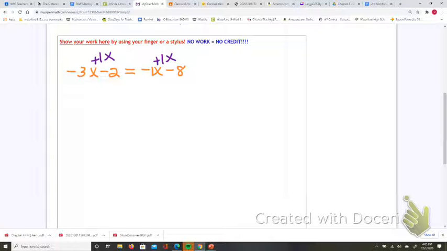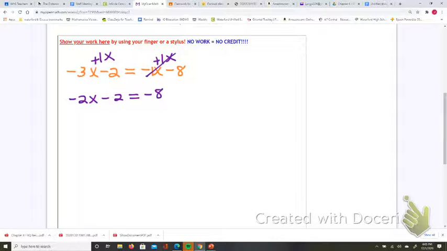So we have 3 negatives and 1 positive. If we have both positives and negatives, we subtract. 3 minus 1 is 2. And we had 3 negatives and only 1 positive. So we had more negatives, so it's -2. -2x minus 2 equals -1x plus 1x is 0, so we cross it out, -8.